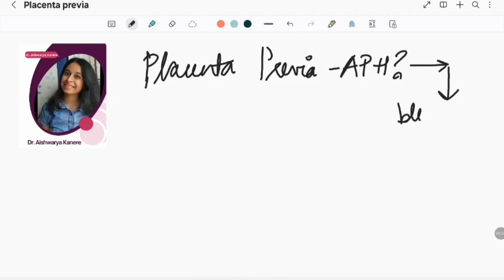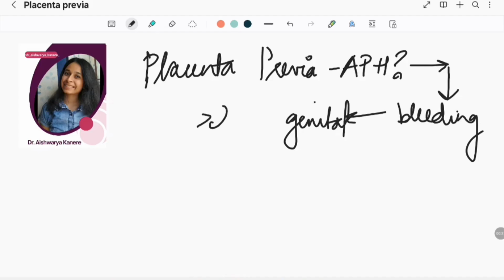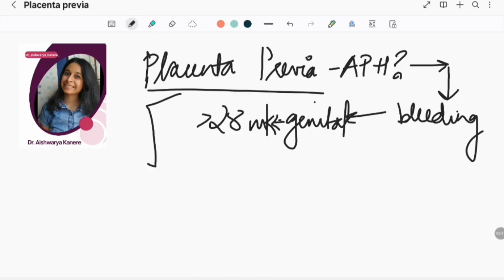So it is just bleeding from the genital tract after 28 weeks. Then we move on to placenta previa.